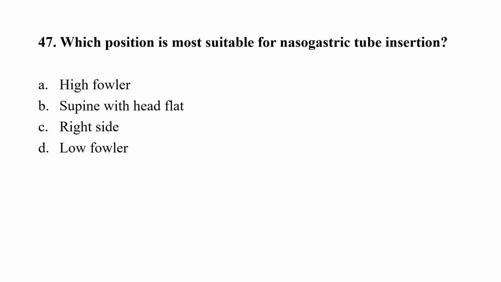Question number 47. Which position is most suitable for NG tube or nasogastric tube insertion? Option A, high Fowler, option B, supine with flat head, option C, right side, option D, low Fowler position. The correct option here is option A, that is high Fowler position.